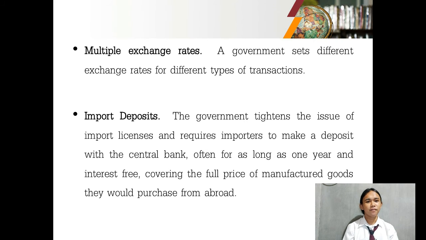Import deposits. The government tightens the issue of import licenses and requires importers to make a deposit with the central bank, often for as long as one year and interest-free, covering the full price of manufactured goods they would purchase from abroad. This requires the importers to put some amount of money in an account for some period of time. The purpose may be to assure that import duties will be paid, or the deposit may simply be a non-tariff barrier intended to discourage imports.